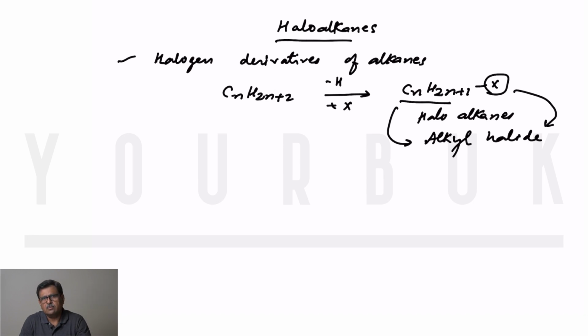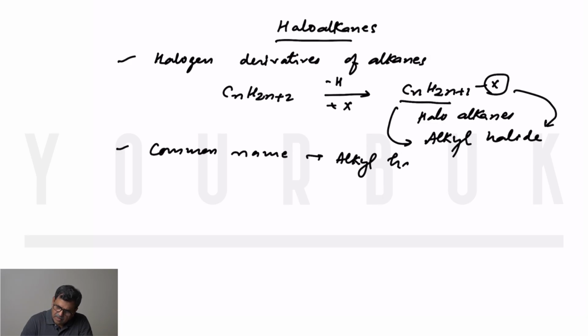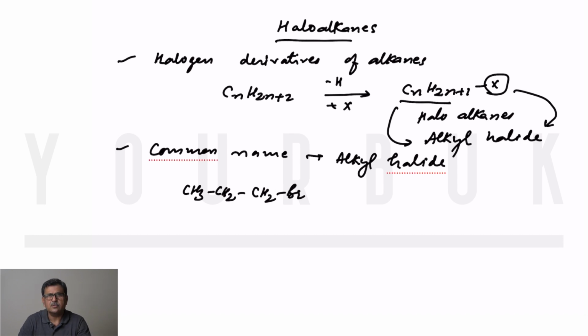First of all, we'll discuss the nomenclature of haloalkanes. The common name is alkyl halide. So you have to identify the alkyl group. You just count the total number of carbon atoms, identify the alkyl group, and then write the suffix halide. For example, CH3CH2CH2Br. In this case, the total number of carbons is 3, so it's called propyl, and then we write the suffix bromide. So propyl bromide.